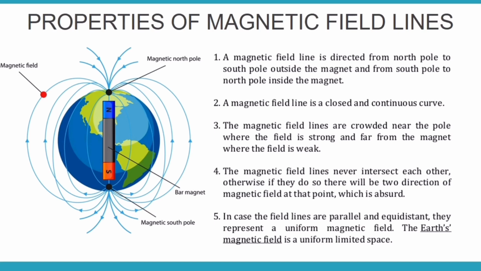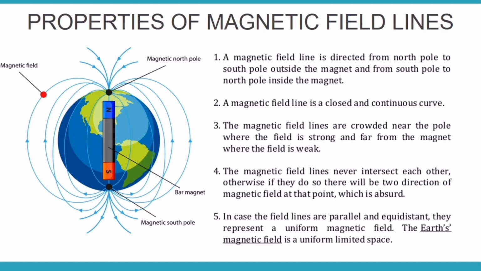The magnetic field lines are crowded near the pole where the field is strong, and far from the magnet where the field is weak. It means that near the poles of a magnet the magnetic field lines remain crowded because the strength of the magnetic field is more around the poles. The magnetic field lines never intersect each other. Otherwise, there would be two directions of the magnetic field at that point, which is not possible.